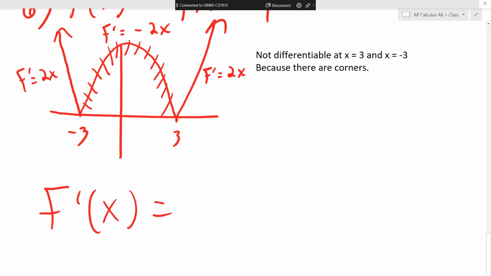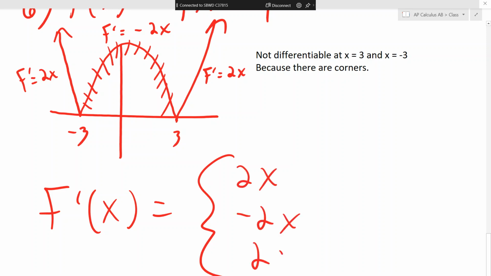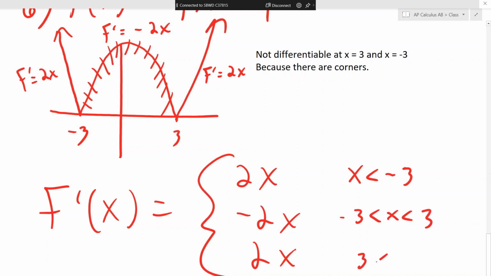F prime of x is either 2x, or negative 2x, or 2x again. It's 2x for the interval when x is less than negative 3. It's negative 2x between negative 3 and 3. And it's positive 2x when x is greater than 3. Notice how I'm not putting any equal bars on there, because there is no derivative at 3 or negative 3. So don't plug them in. Easy enough?